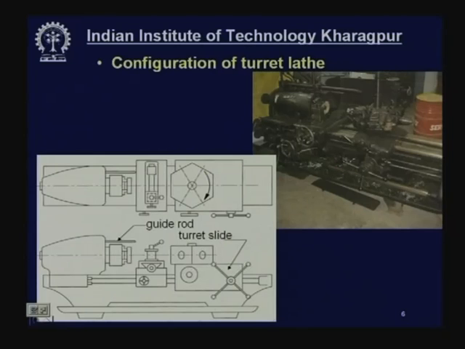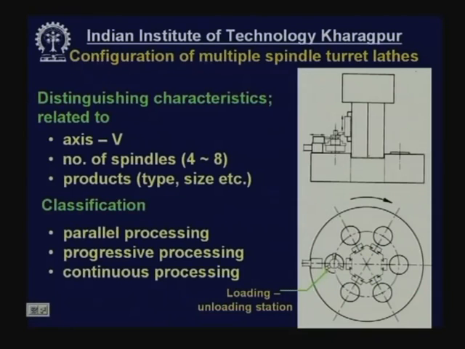Now, next, this is the multi-spindle lathe. Configuration of the multiple spindle turret lathe. Why is it multi-spindle? The main purpose is to produce in large quantity and at a faster rate. So, instead of having only one spindle in the lathe, now you will be having 6 spindles, and all the 6 spindles will be engaged for manufacturing so many pieces at a time. So, this is much more productive.